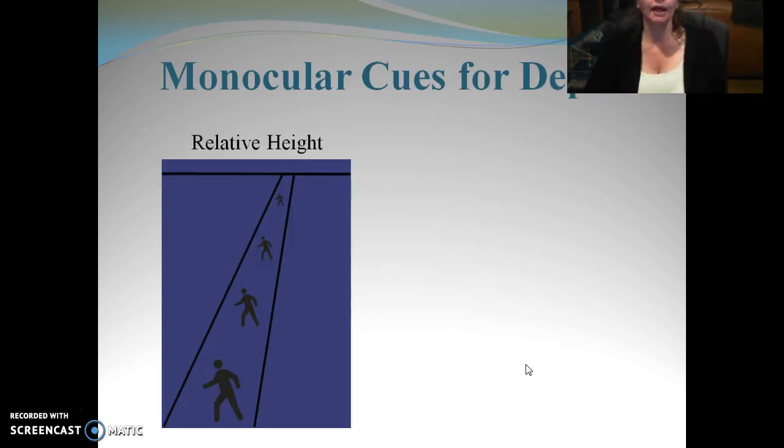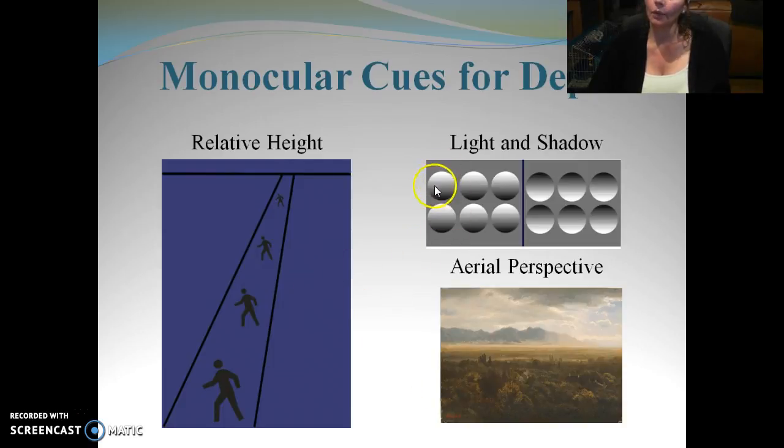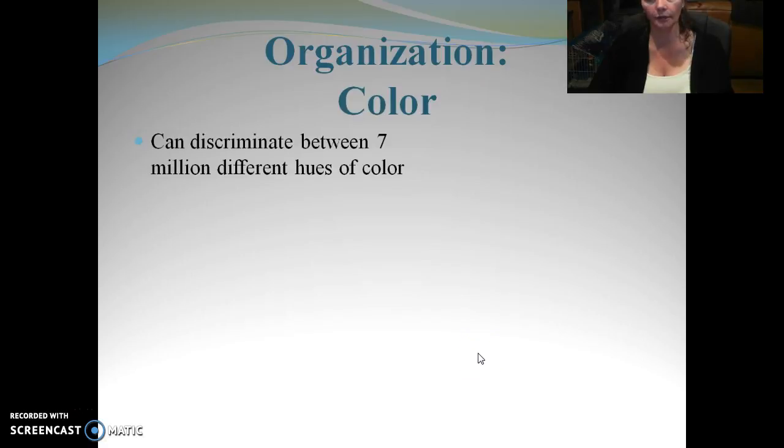Additionally, we have relative height, where people off in the distance are going to appear to be shorter than people closer up. And we have light and shadow, where we can see something as popping out or indented depending upon the shadowing. And then aerial perspective, we see that this is based on going through the atmosphere like in an airplane. We see that things have different clarity based upon how close or far away they are.